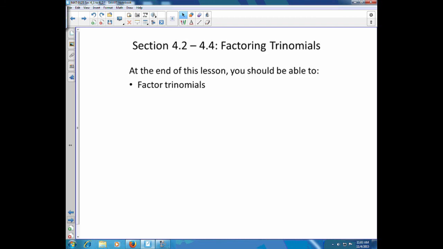So at the end of this lesson, you should be able to factor trinomials.